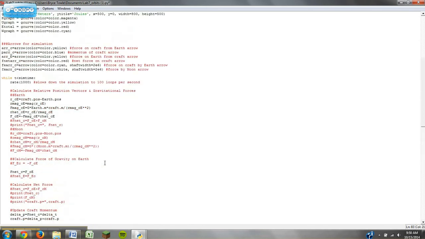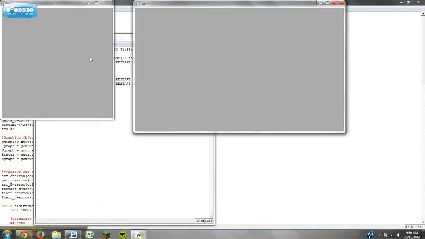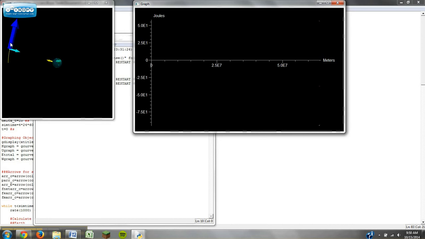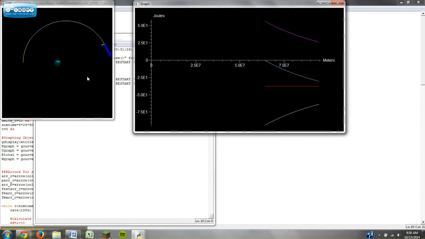So if we do this, with our initial velocity of 2750, and we run this module, we're going to see that this craft has this initial momentum all the way up here, and it's going to bend around the Earth in a nearly circular fashion. Actually, it's pretty oblong, but that's all right. We can deal with that. But we do have our orbit, I should say.